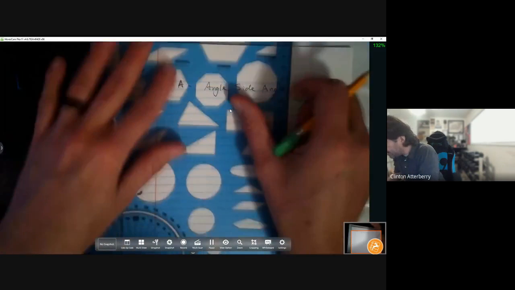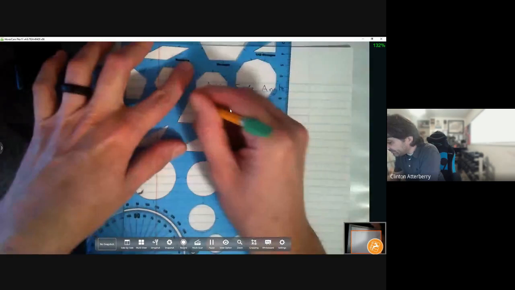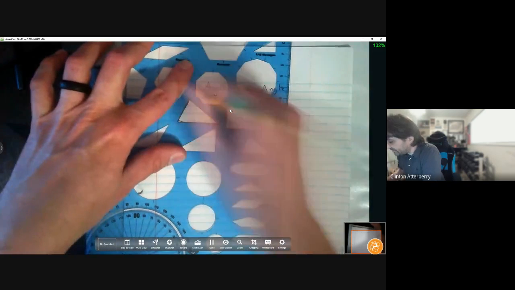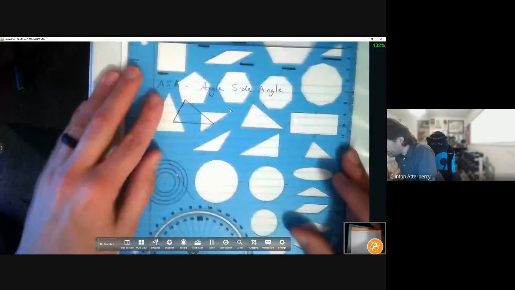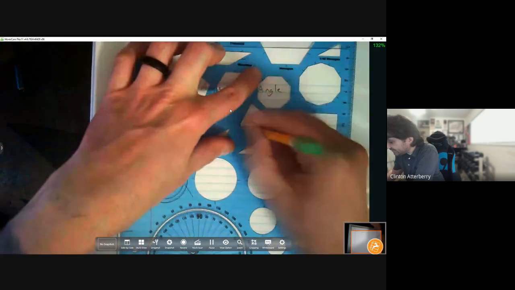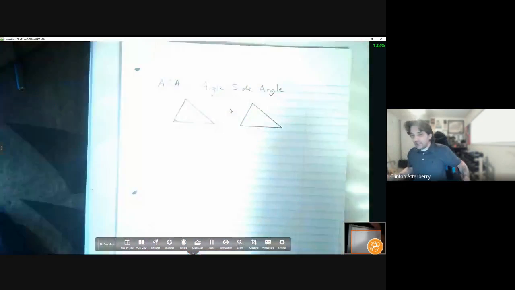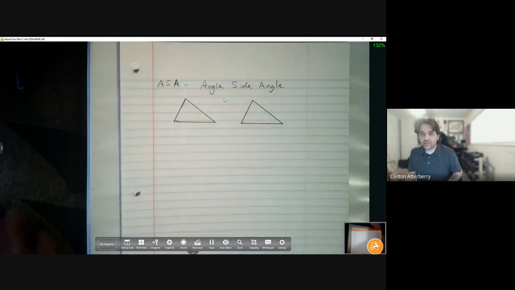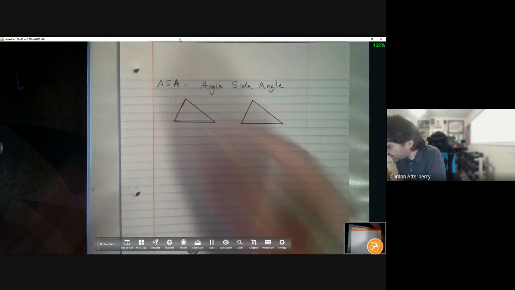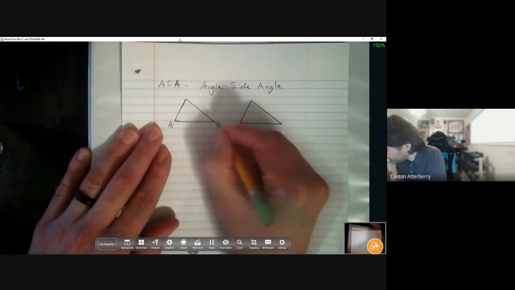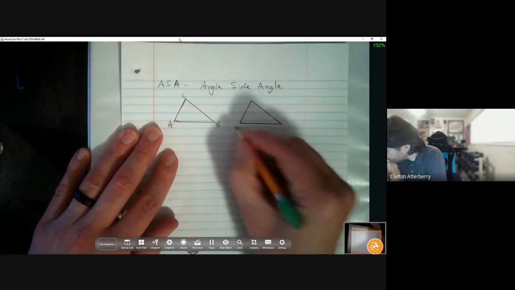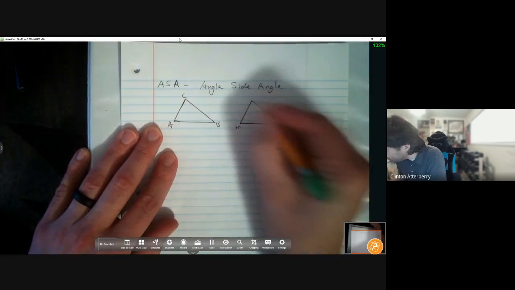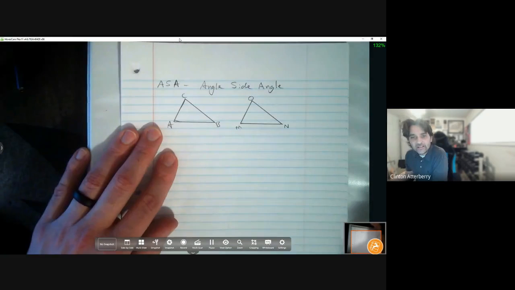I'm going to draw my two triangles. Let's give these ones a little bit more space than the last ones. Okay, so I got two triangles. And because we're talking about the angle side angle, let's label it the same. ABC, MNO.